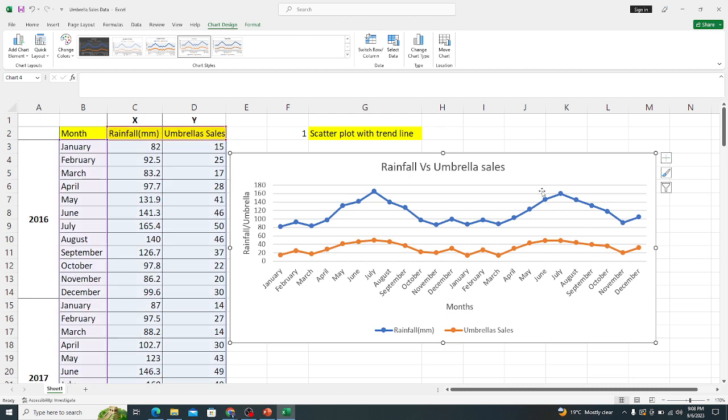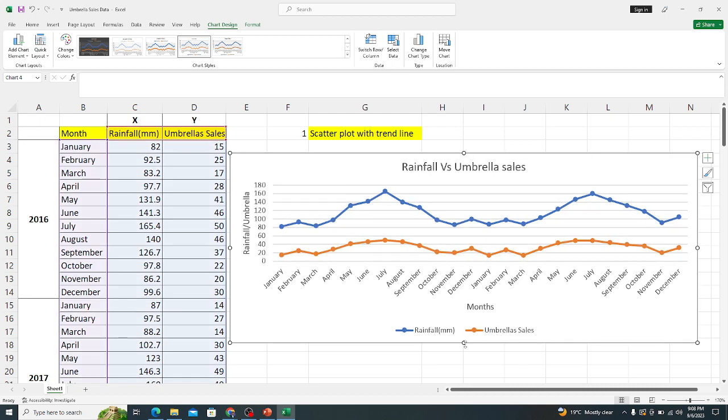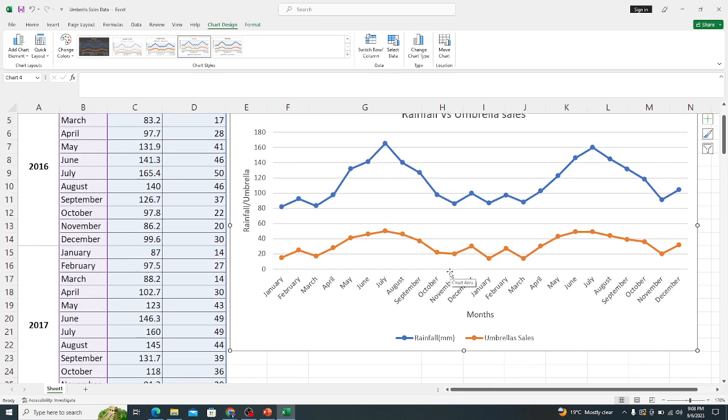Okay, so what can we see from our graph? What we can see is that mostly July is the peak season, the month in which we are receiving a high amount of rainfall. And you can see even July of the following year. So you can see this is 2016 and 2017. For 2016 is January to December, then 2017 is January to December. So in that case, you can see the trend.